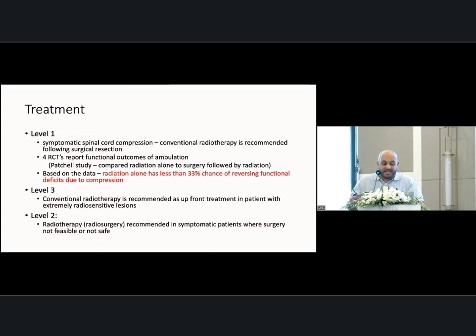with symptomatic spinal cord compression, so when patients have symptoms with cord compression, conventional radiotherapy is recommended only after surgical resection. So surgical resection has a better outcome for these patients. Radiation alone only has less than a 33% chance of reversing functional deficits, whereas the surgery has a much higher chance of that.